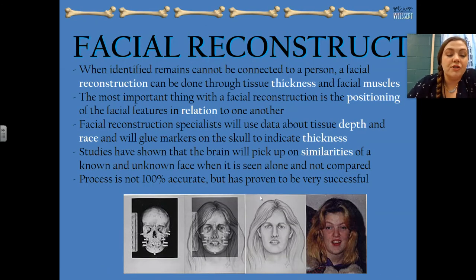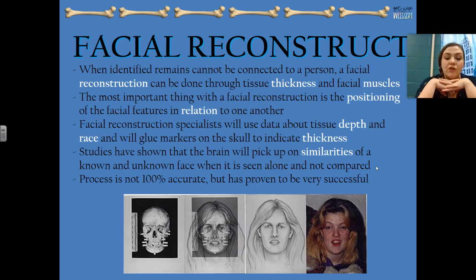Okay, so facial reconstruction. When identified remains cannot be connected to a person, a facial reconstruction can be done through tissue thickness and facial muscles. The most important thing with a facial reconstruction is the positioning of the facial muscles, facial features in relation to one another. So facial reconstruction specialists will use data about tissue depth, like what are the average thicknesses in these parts of our faces based on what race we think they are. And we'll glue little markers on the skull to that thickness. So we'll glue those down and then put clay on top of that thickness and start forming the face.